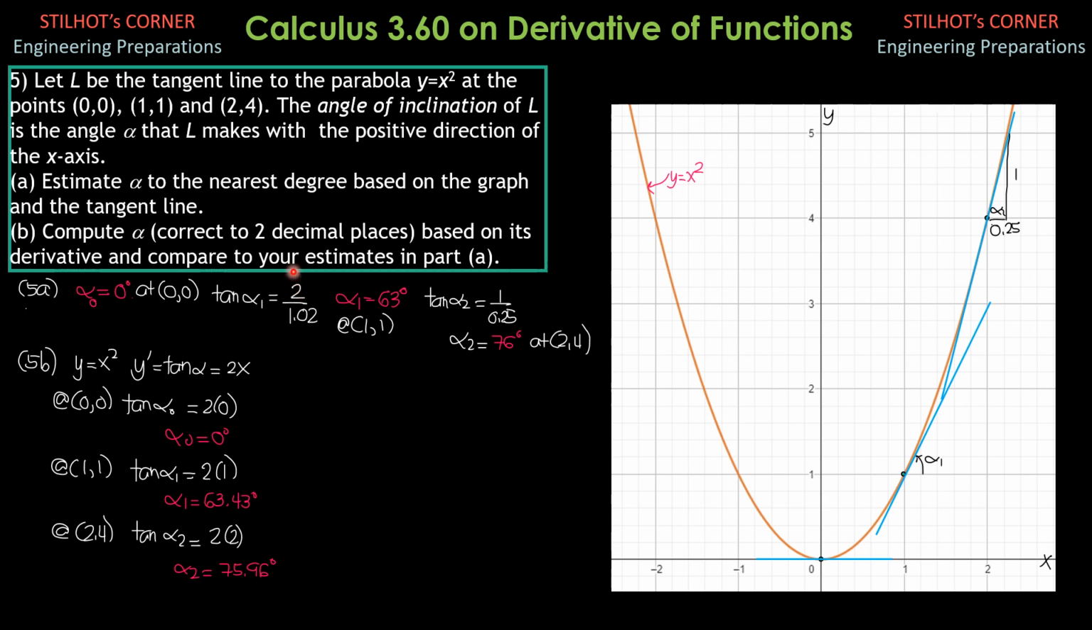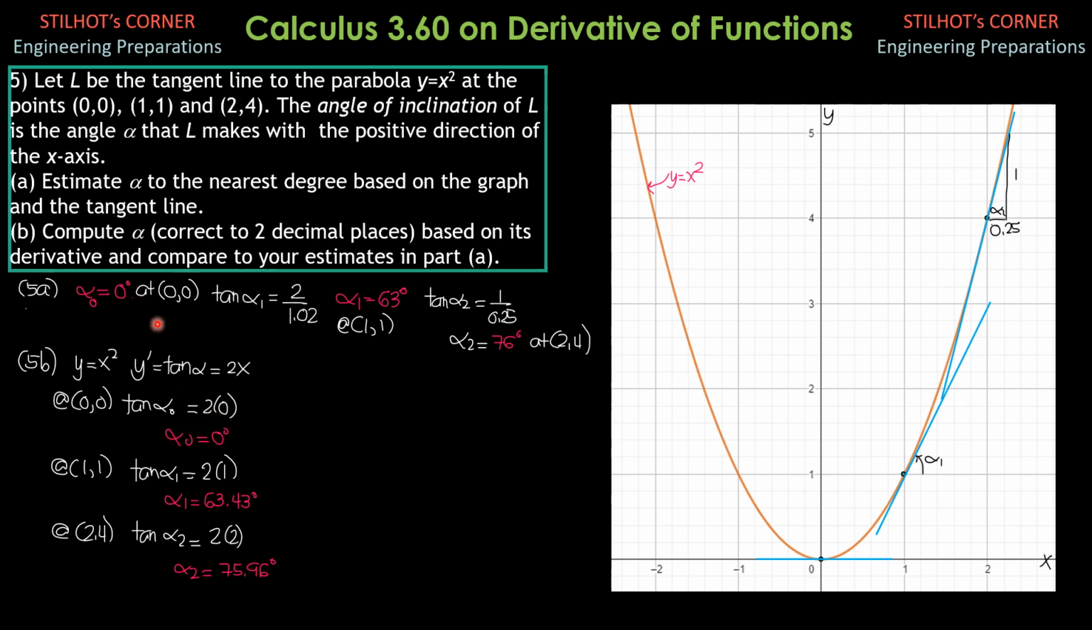So for B, compute alpha correct to 2 decimal places based on its derivative and compare to your estimates in part A. So y is x squared, y prime, or the derivative, is 2x, and y prime is also the tangent of the angle that it makes with the positive x direction. So tangent alpha is 2x. So at (0, 0), tangent of alpha 0 is 2 times 0. So 2 times 0 is 0, and alpha 0 is inverse tangent of 0. So that's why it is 0 degrees.